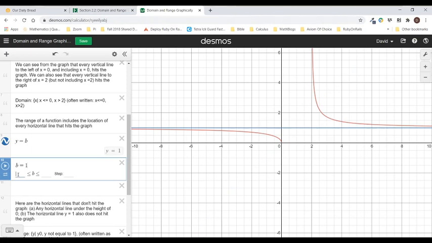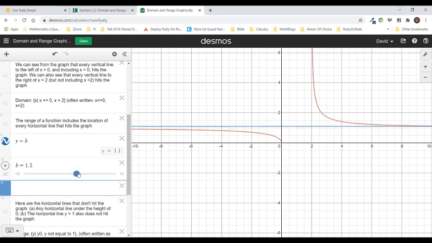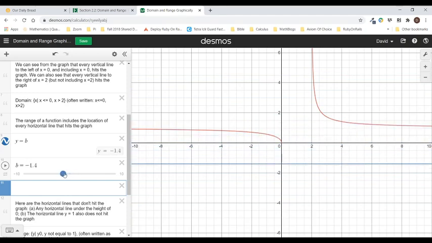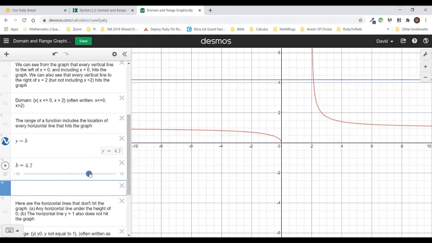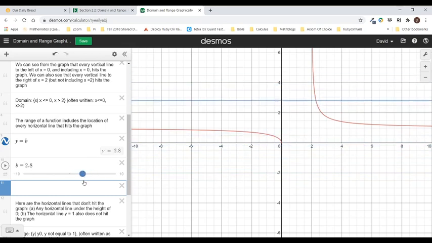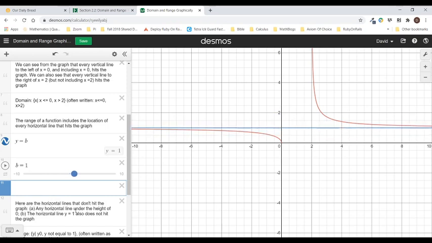I'm going to have the b's go from minus 10 to 10, say with a fairly small step, and I'm going to start moving the slider again. As I move the slider this time, you can see that the blue horizontal line moves up and down and up and down. You can see that every horizontal line down here misses the graph, right? And almost every horizontal line up here hits the graph, except, sadly enough, exactly at 1, one just misses to the left, just misses to the right.